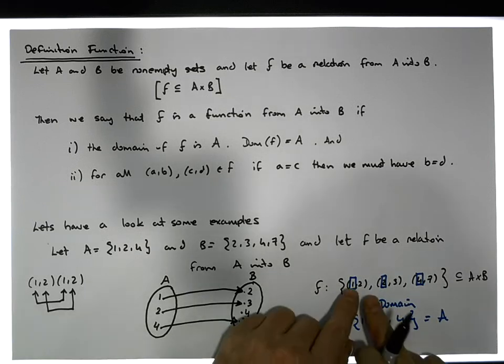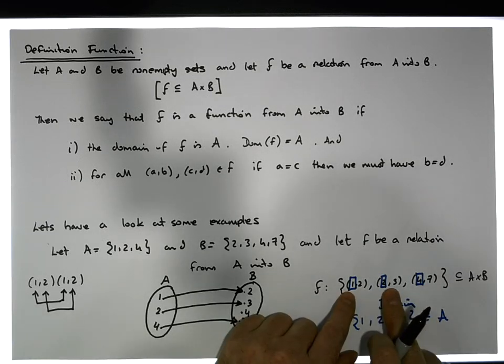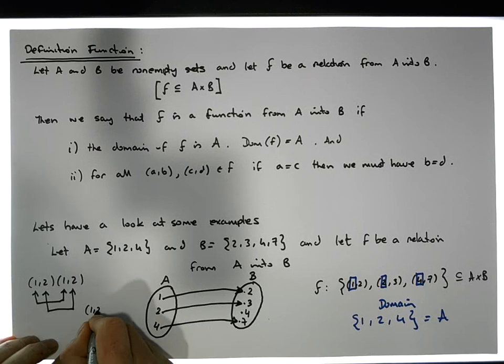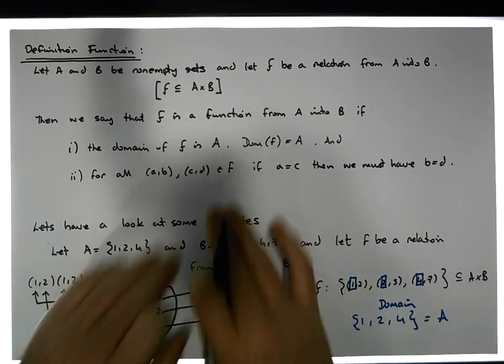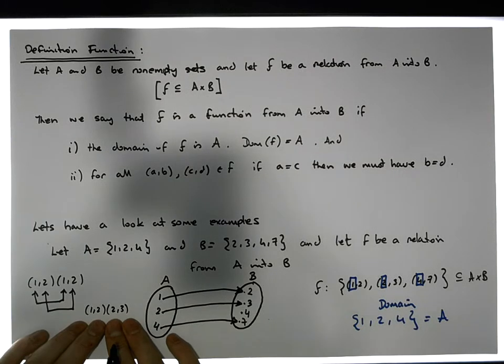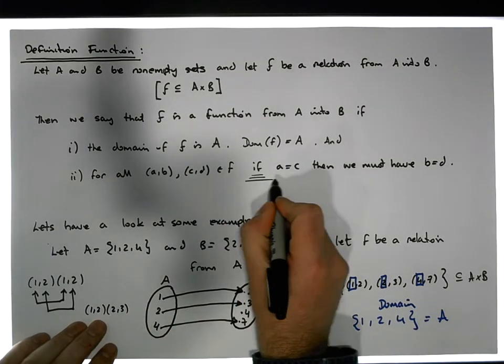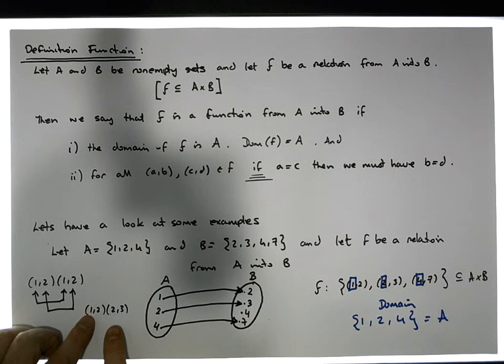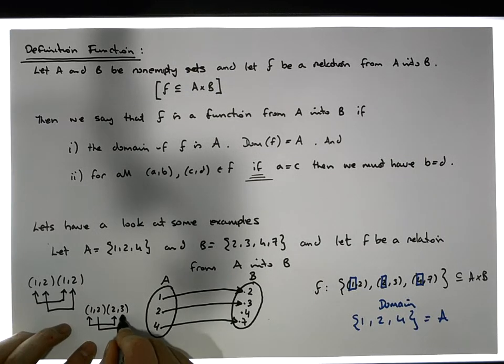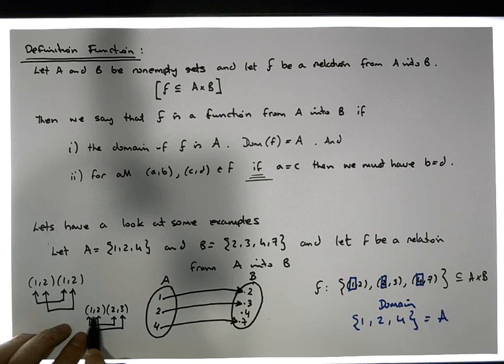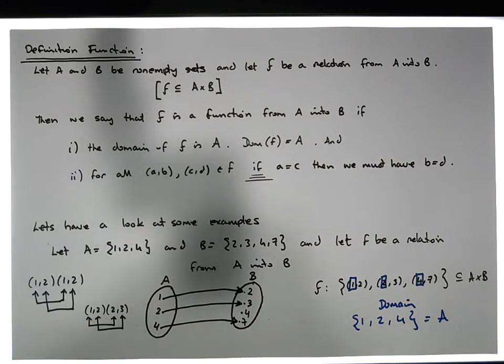What about 1, 2? We could also pair 1, 2 off with 2, 3, okay. So 1, 2 could get paired off with 2, 3, okay. They would be two possible ordered pairs that I could choose from the relation, okay. Now it just says if A is equal to C. In other words, if the first value here is equal to the first value here, if they are the same, well then this value must be equal to that value there. But look, the first value and the second value aren't the same, so I don't need to check the condition that the second values that they're mapped into are the same. So we can ignore that.